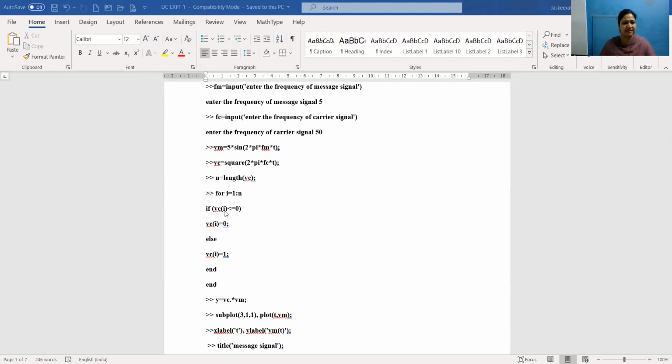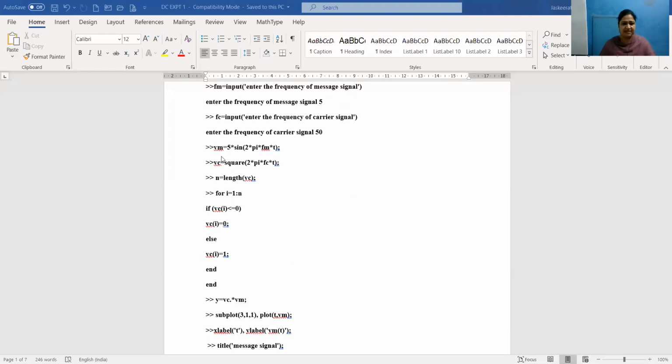Now, if Vc(i) is less than or equal to 0, this means that if the particular sample of Vc is less than or equal to 0, then Vc will have value 0. Else, that means if Vc(i) is greater than 0, then Vc(i) will remain. Now I will terminate the loop: end and end. This means the negative levels are converted to 0 levels, so we will get a train of pulses instead of a square signal.